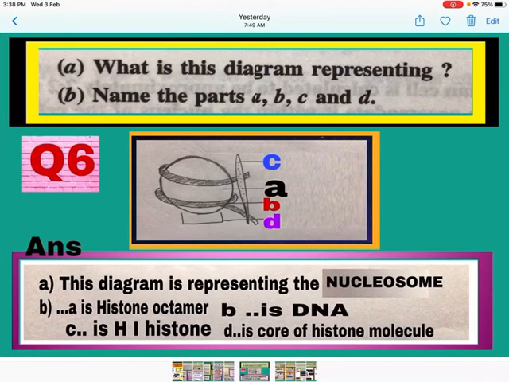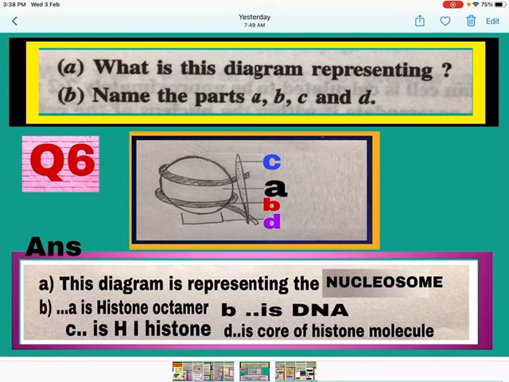Question number 6. This question is based on packaging of DNA molecule in nucleus. Part A. What is this diagram representing? This diagram is representing nucleosome. Part B of question. Name the parts A, B, C and D.